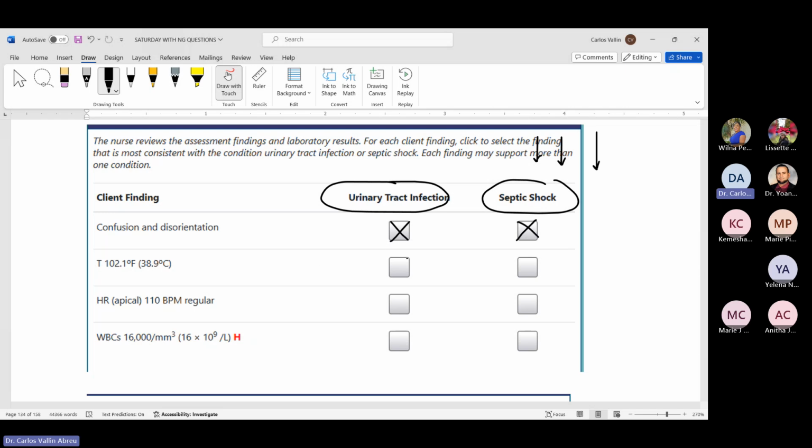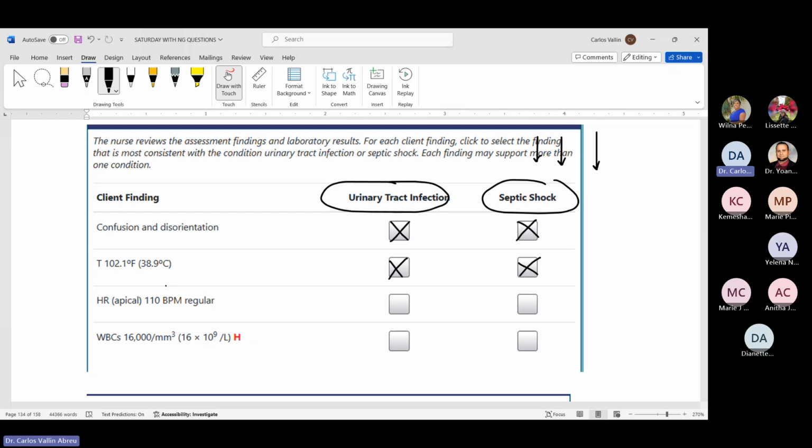Temperature elevated. We cannot discriminate the two conditions with the temperature, because both conditions can produce elevation of the temperature. Urinary tract infection can produce fever. Septic shock can produce fever. But don't forget that especially in babies and in old people, both could produce the opposite, especially the septic shock, which is hypothermia. Hypothermia, a temperature less than 97.5.